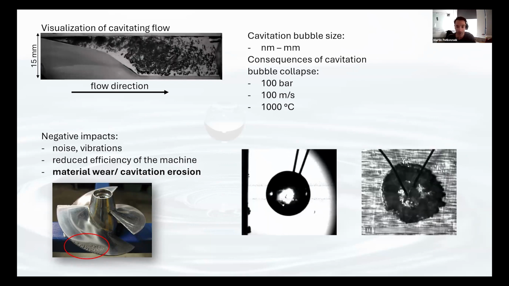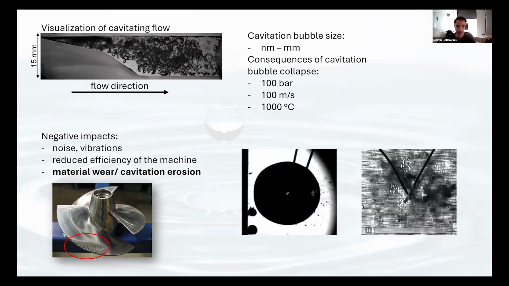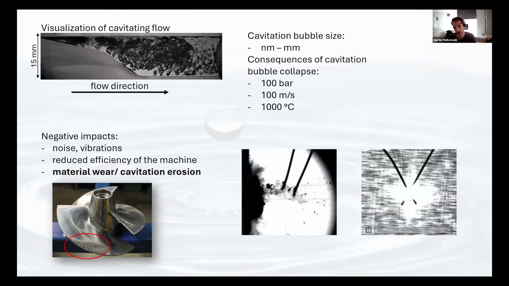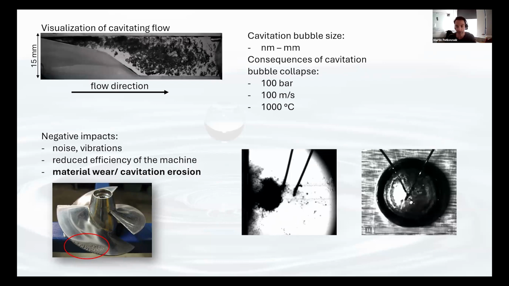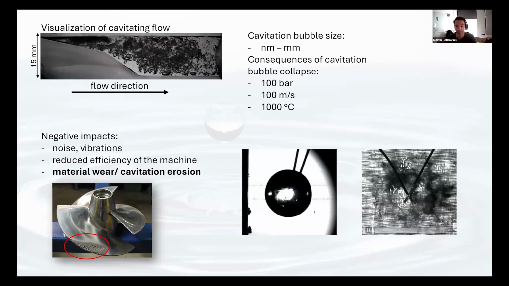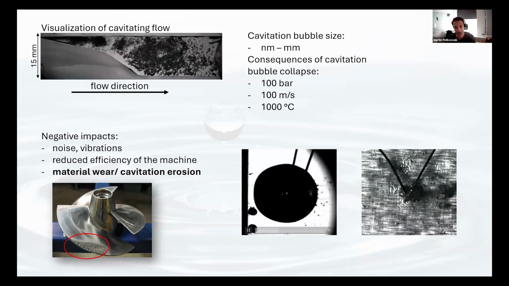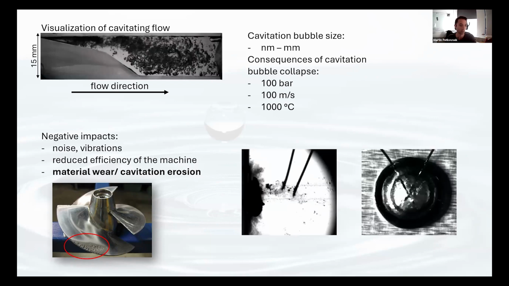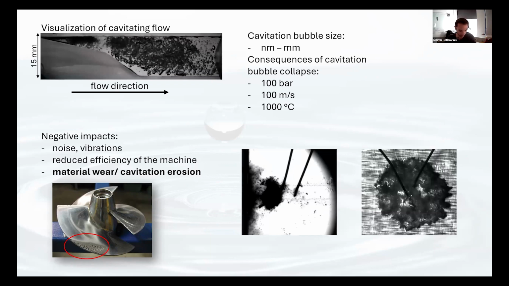And when the bubbles collapse at the center of the created bubble, we can get extreme pressures, extreme velocities, extreme temperatures. And all these are causing negative effects like noise, vibration, reduction of efficiency of the machines, and what we engineers are most scared of, the material wear or so-called cavitation erosion, which can be seen on the propeller on the bottom left side.